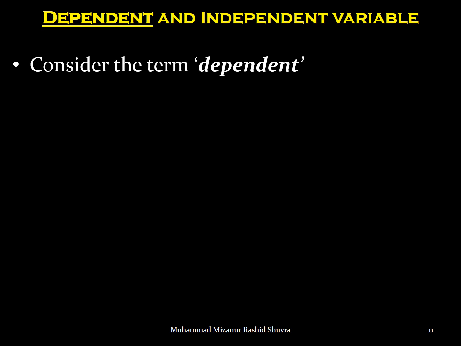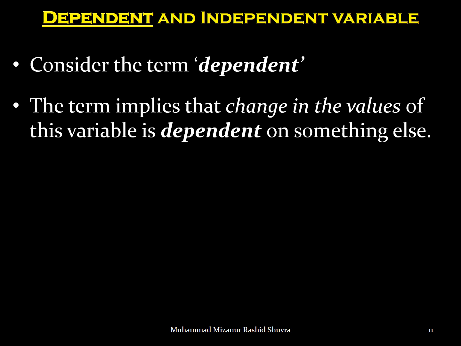Let's talk about dependent and independent variables. We first begin with the dependent variable, and here we go. Consider the term in English. What does the word dependent mean? The term dependent implies that the change in the values of this variable is dependent on something else. Simple, right? So a dependent variable must be a variable that's really dependent on something else. If it's dependent on something else, then you're waiting for something else to cause it. And if it's a dependent variable, then it's a result of something else.